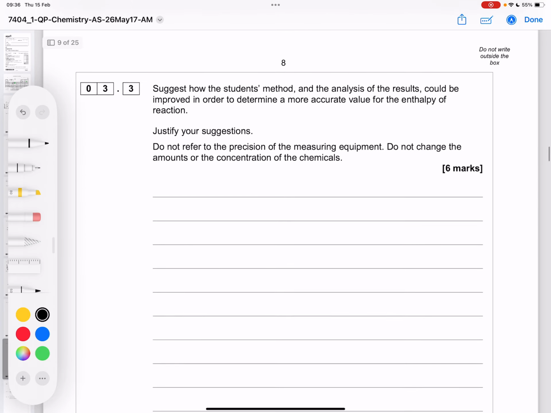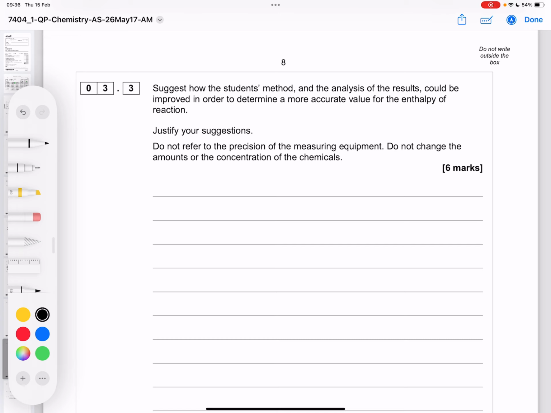Suggest how the student's method and analysis of the results could be improved in order to determine a more accurate value. Justify your suggestions. Do not refer to the precision of the measuring equipment. So that's telling us don't use a better thermometer with a more precise reading. So don't improve the resolution on the thermometer. Don't try to get a smaller degree of precision on that thermometer. And it says do not change the amount, so we can't reduce the errors by increasing the volumes and the masses to get bigger temperature changes. We need to improve the method that the student used.